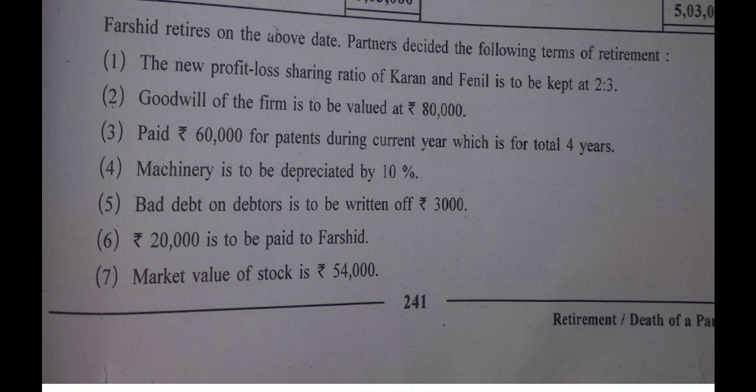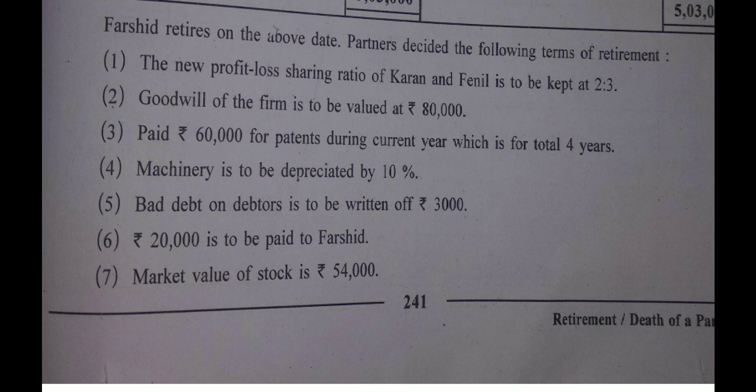So what about the remaining amount? Of course, we don't know how much amount is payable to Farshid at this moment. But when we total the partners' capital accounts, we'll get to know how much amount is payable to Farshid. And they say out of the total payable amount, 20,000 is to be paid to Farshid. That simply means the remaining is to be kept as a loan. Okay? So this will be done at the end.